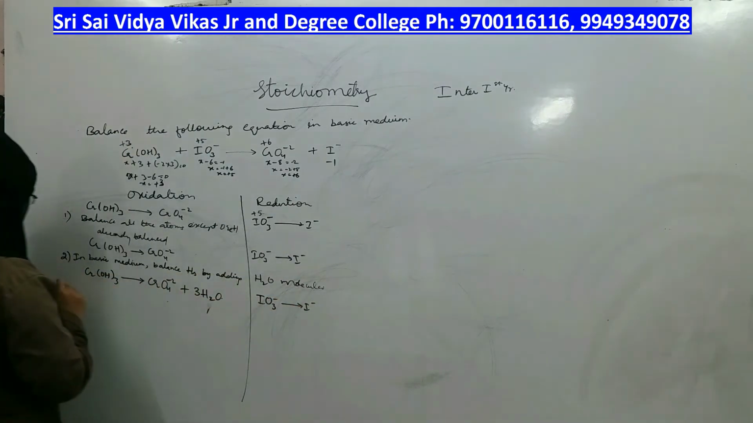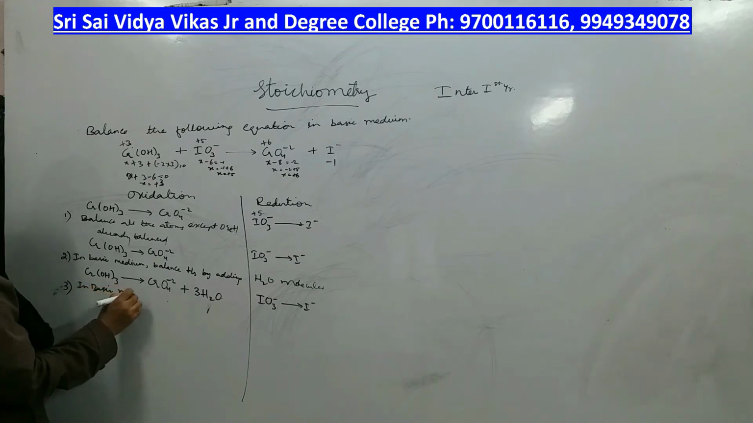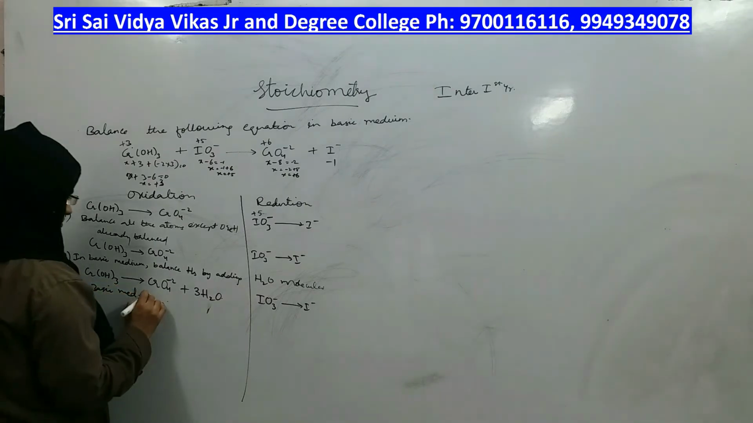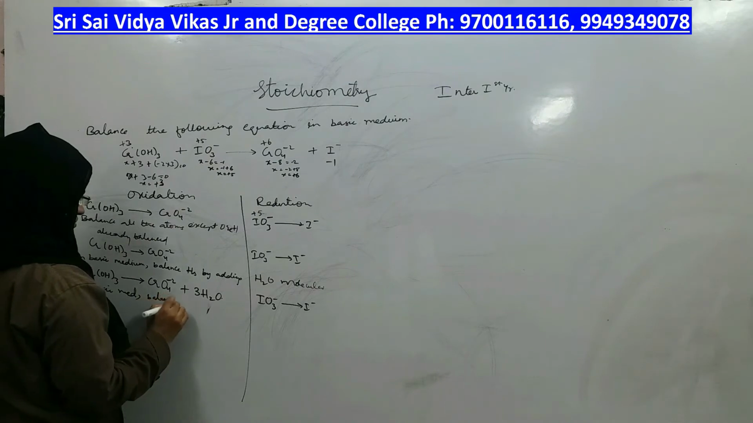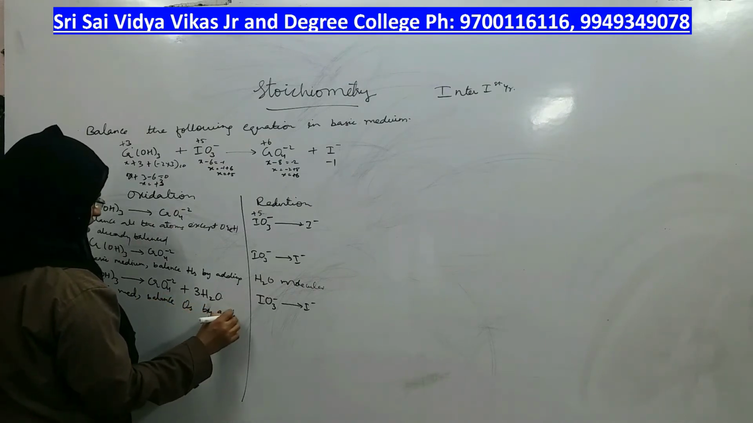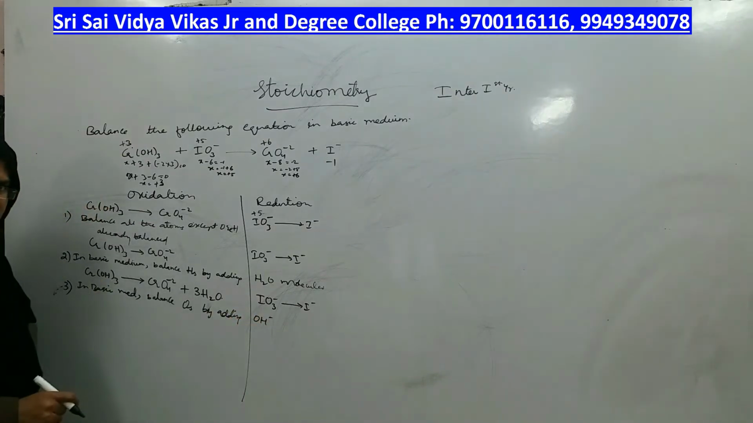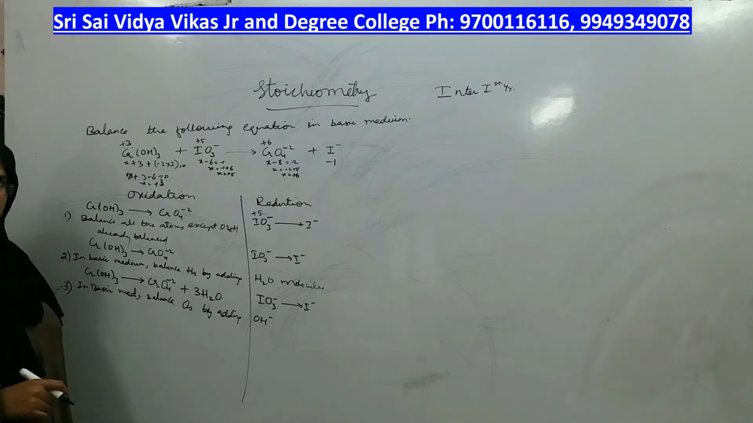Right. What is the next step? Balancing oxygen. In basic medium, this rule is only for basic medium, okay. In basic medium, balance oxygens by adding OH minus ions. How many oxygens are less, that many OH minus ions you should add.